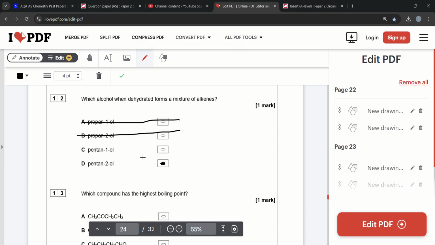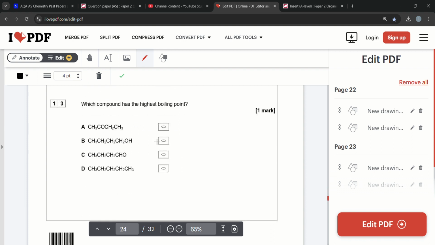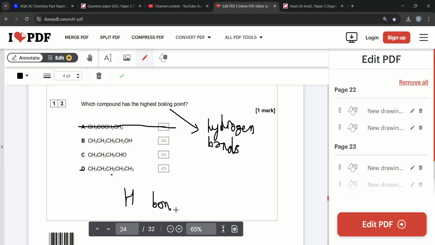It's a repeat question. Which compound has the highest boiling point? Generally, like I always say, 9 times out of 10, we're looking for the one with hydrogen bonds. So A definitely doesn't have hydrogen bonds. Same with D, because with hydrogen bonds, remember, an electron deficient H atom is bonded to nitrogen, oxygen, or fluorine. In D, we don't have nitrogen, oxygen, or fluorine. And so it's either B or C.